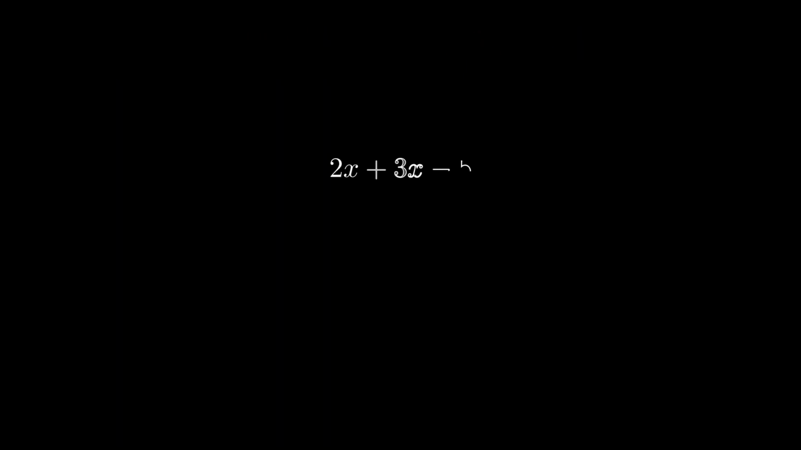Let's break down the expression 2x plus 3x minus 5 step by step. First, we combine the like terms 2x and 3x. Now we subtract 5, giving us the final simplified expression 5x minus 5.